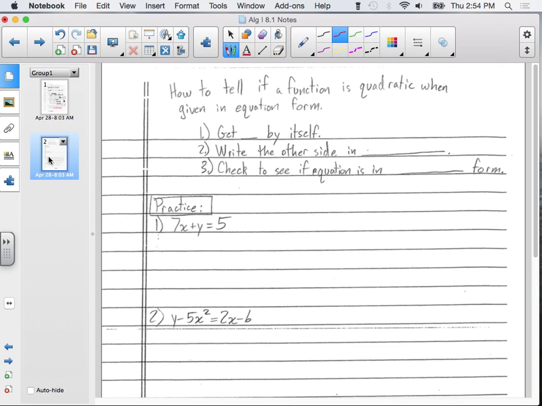Alright, moving right along to the backside. Sometimes we'll be asked to tell if a function represents a quadratic function. So we will just be given any equation. It might not be in standard form or even written in ax squared plus bx plus c form. So what we have to do is get it in that form. So first thing we always do, we solve for y, or get y by itself. Y is all alone on one side, everything else is on the other one.